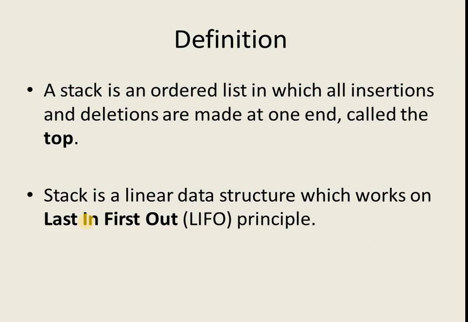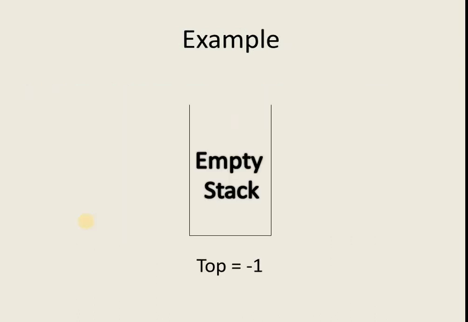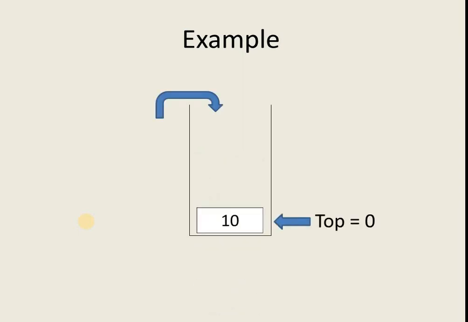So now we will see the working of stack data structure with one example. The figure shows an empty stack and top is a pointer which is initialized to -1. When we insert the first element into the stack, it will look like this. So we have inserted element 10 into the stack and now the top is incremented by 1 and it is pointing to the first element which is recently inserted into the stack.